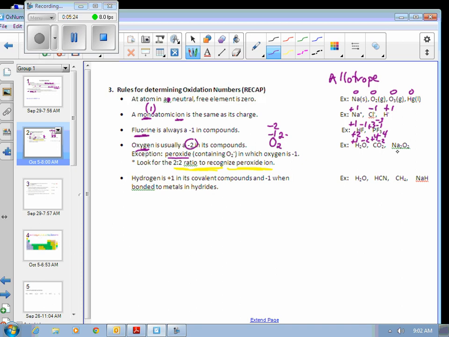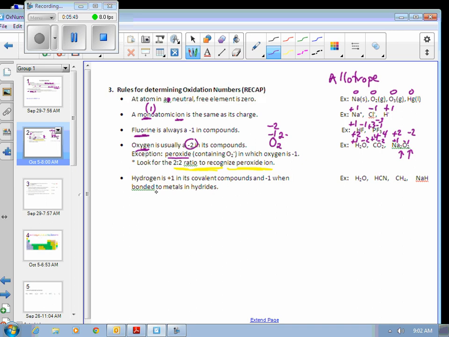So we know that sodium's a +1, so there's 2 of them, so that's a +2 on the sodiums. So it has to be a -2 on the O's. There's 2 of them, so that means each oxygen is a -1, okay? So look for that 2-to-2, and that's often a hint that it's going to be one of those peroxide ions, okay? Make sense? All right, so hydrogen.